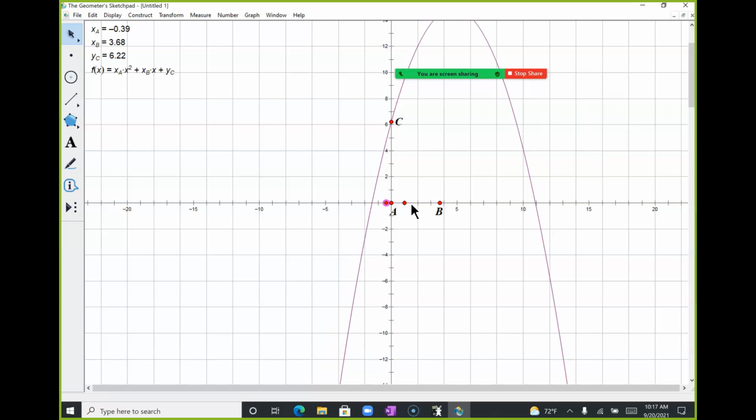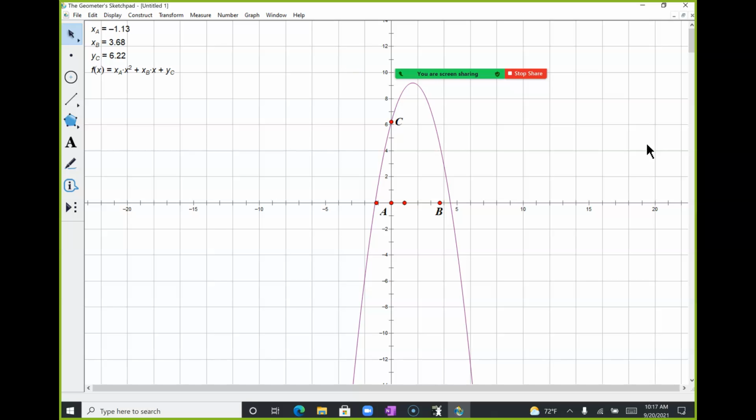But if A is negative, you can see now the graph opens down. So A is negative, the graph opens down. A is positive, the graph opens up. C just moves the whole graph up or down because it's just a y value.